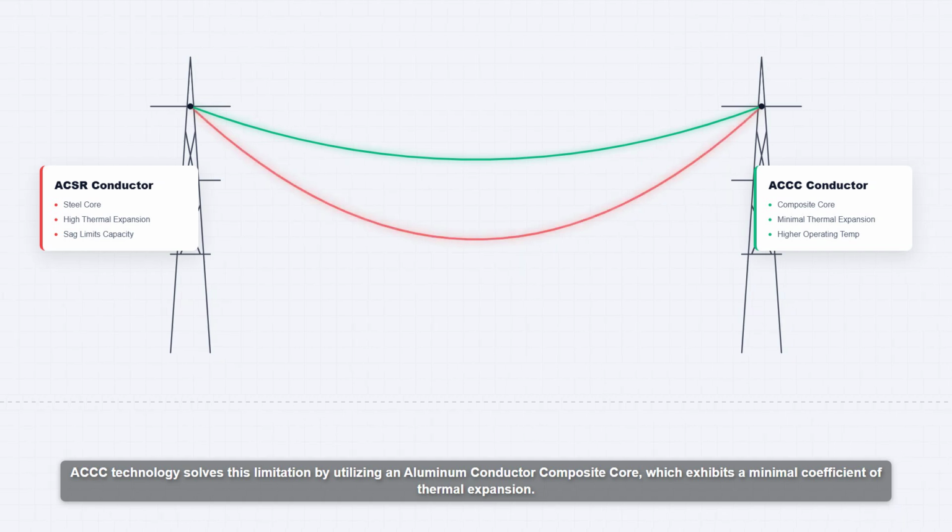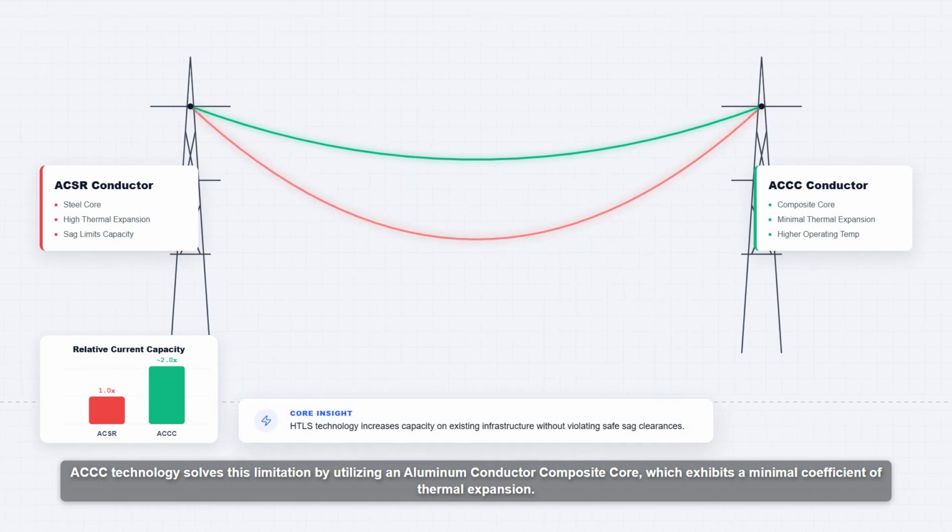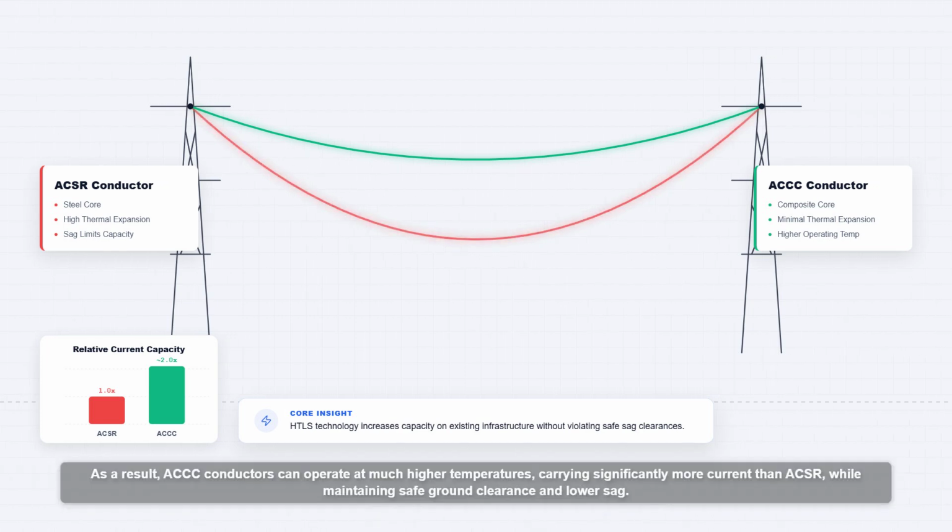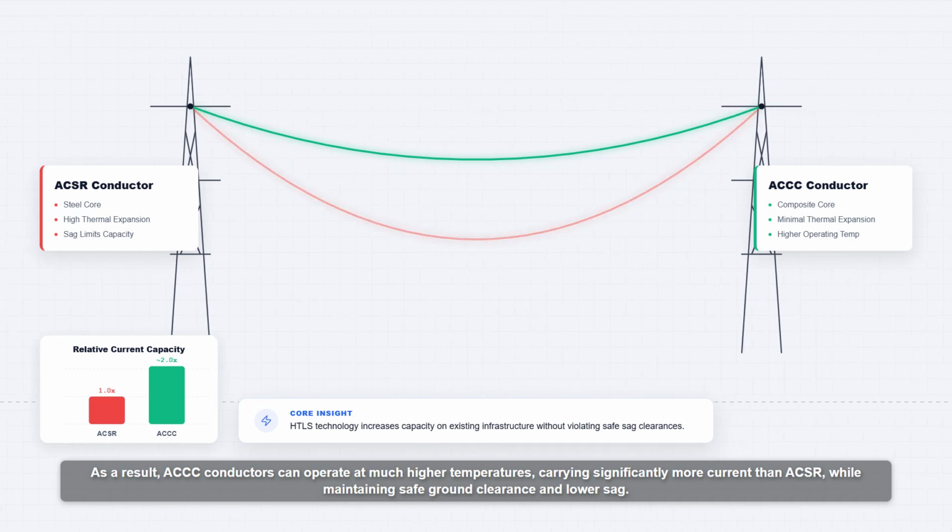ACCC technology solves this limitation by utilizing an aluminum conductor composite core, which exhibits a minimal coefficient of thermal expansion. As a result, ACCC conductors can operate at much higher temperatures, carrying significantly more current than ACSR, while maintaining safe ground clearance and lower sag.